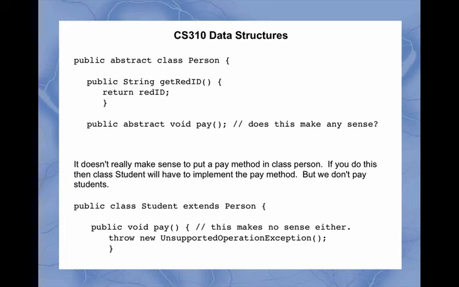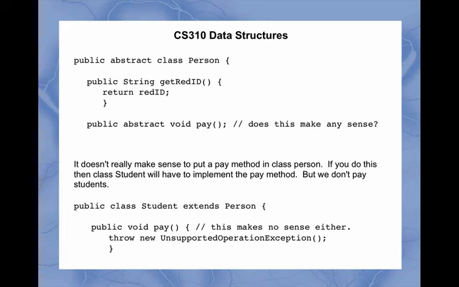Then, with abstract classes, you can implement methods such as getRedID. You can put the implementation there, and it is inherited in the normal sense. But we could also include something like public abstract void pay. And I have the note here, does this really make any sense? No, it doesn't. We're not paying everyone. We're only paying employees, whether they're faculty or staff. We don't pay students.